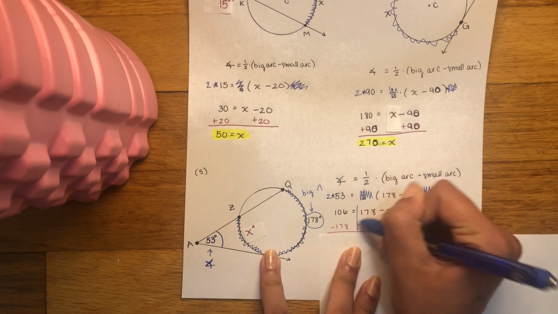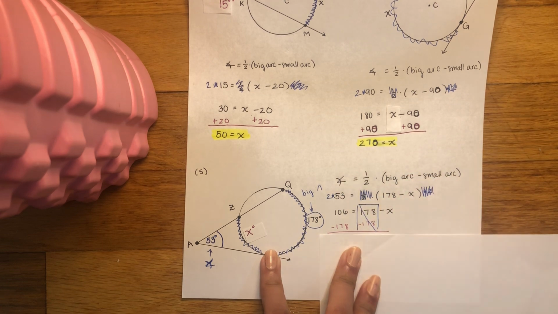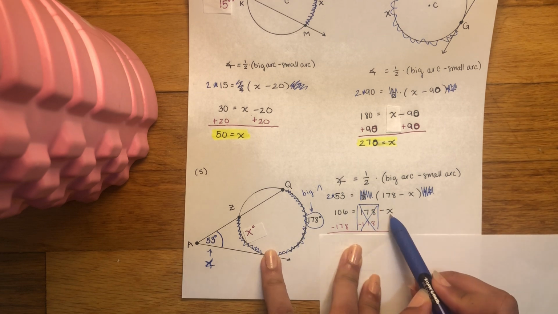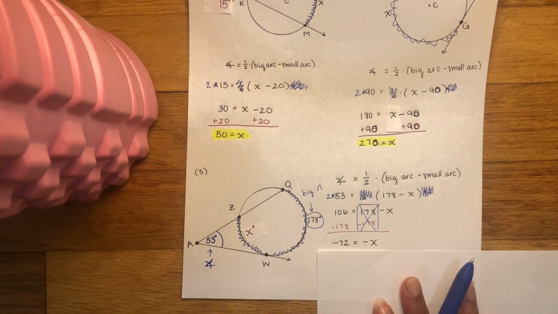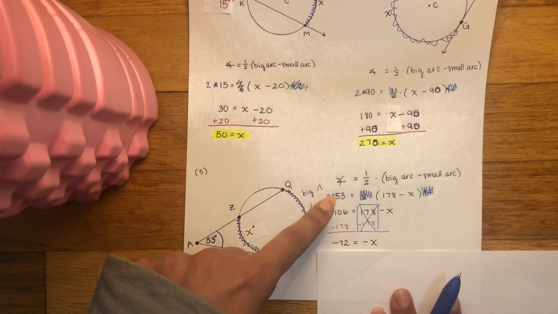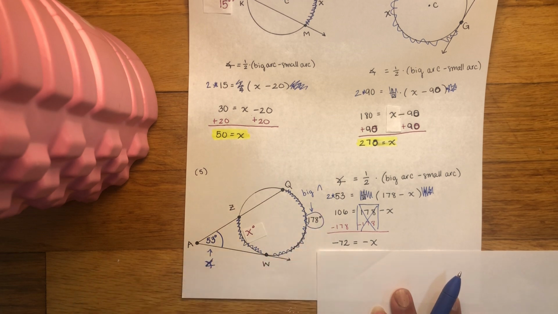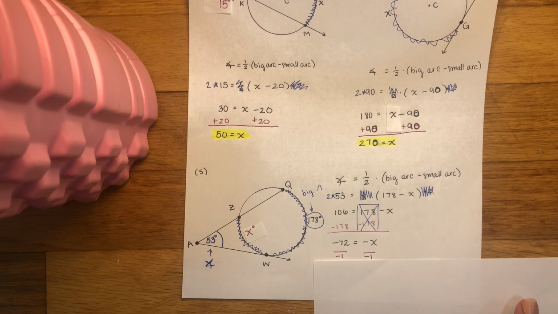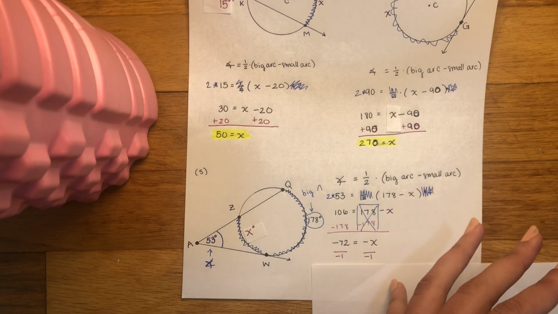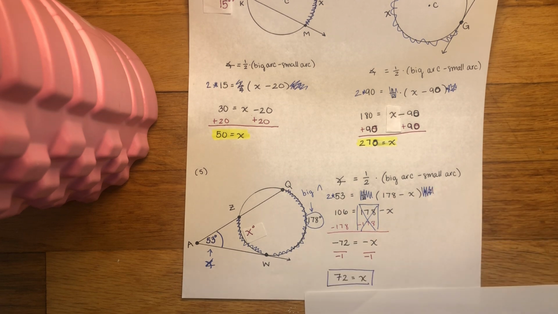When you do that, these cancel. And you have to look at what you have left, right? It's not a positive x. It's a negative x. And 106 minus 178 gives you a negative 72. So you want x to be positive, right? So your last step should be to divide both sides by -1. Multiply both sides by -1. No matter what, you're changing the sign of both sides, and you get x equals 72. All right, that's it.